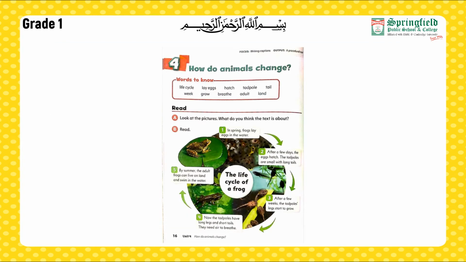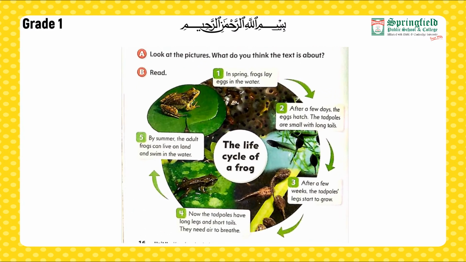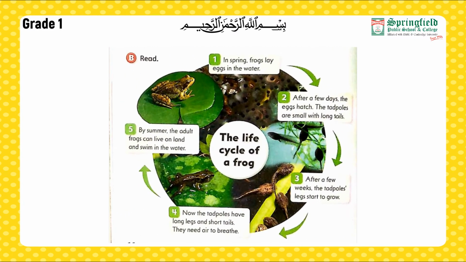So students, as we are done with our sight words, now moving towards the reading of our text. This is our unit 4, How Do Animals Change? Page number 16 of Oxford Discover Writing and Spelling book. Now here you can see on this page that we have got 5 steps. This is the life cycle of frog that has been displayed in steps.